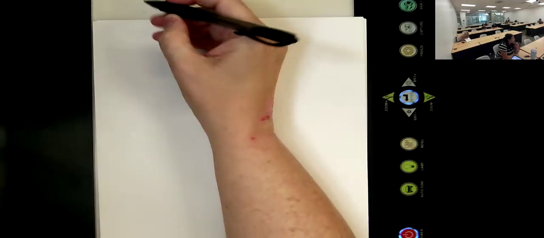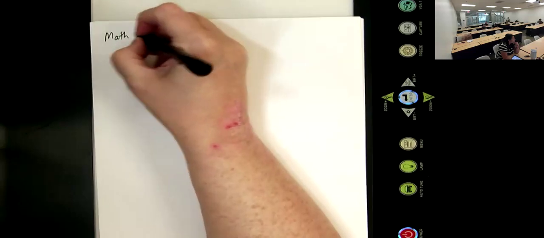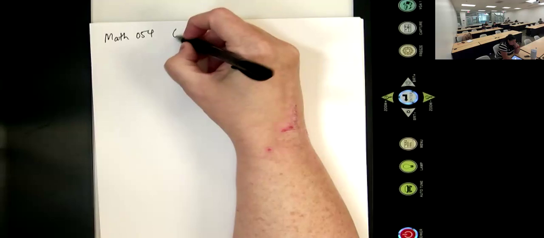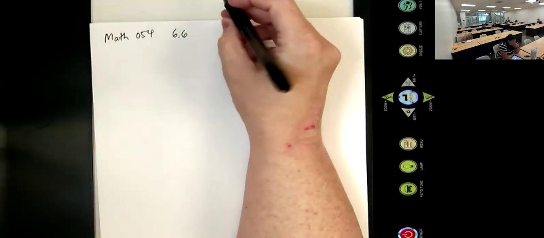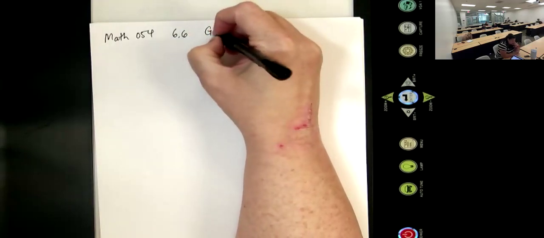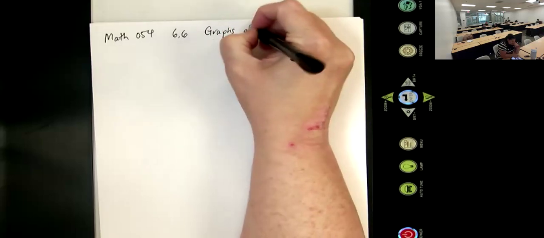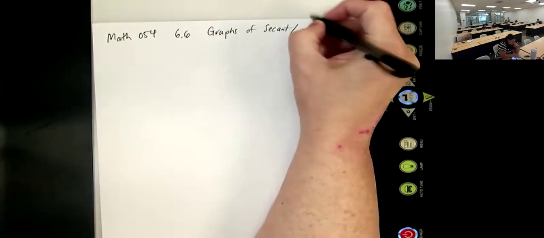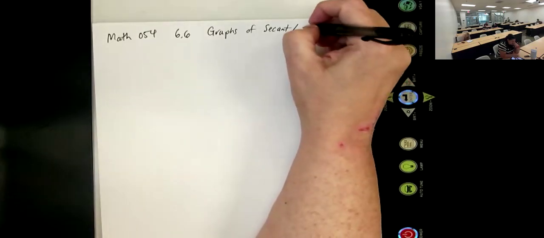All right, so we're gonna get started, but I'm gonna give you a task to give people some more time to dig in here. We are looking at 6.6, the graphs of secant and cosecant. And if I've got time, I'm gonna go over some of 6.7, just so you see some of the uses of this stuff.